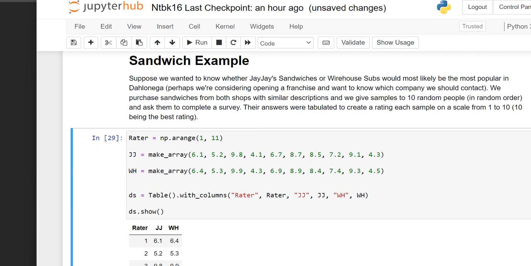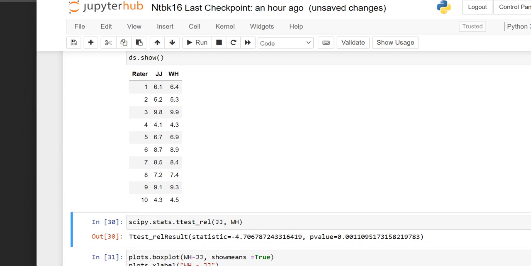So we purchase a sub from each of them, and then we have taste testers. Okay, and what are JJ? JJ is the array of ratings that the 10 raters gave to the JJ sub sandwich. And WH is the Wirehouse sub and the 10 scores that the raters gave there. Then they're creating a table showing the different scores.